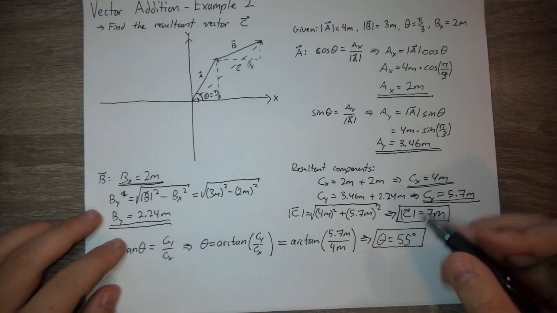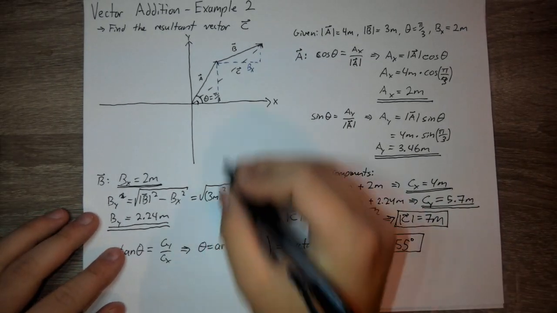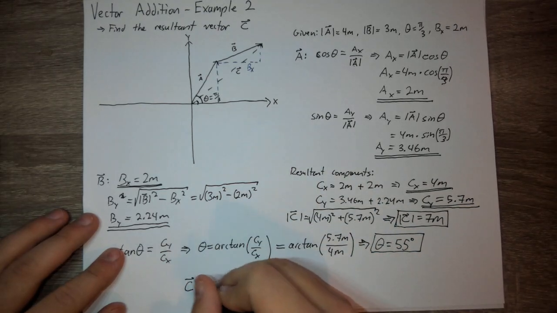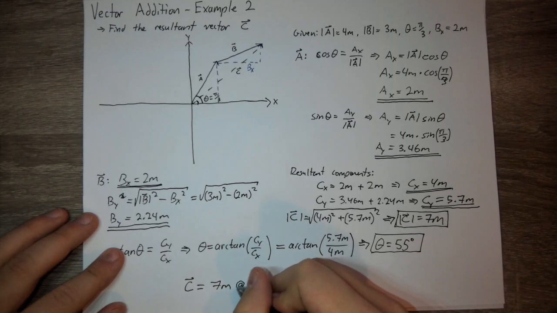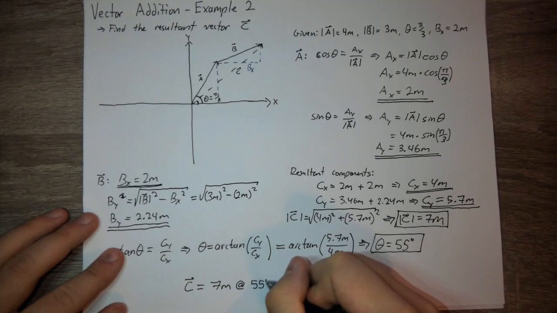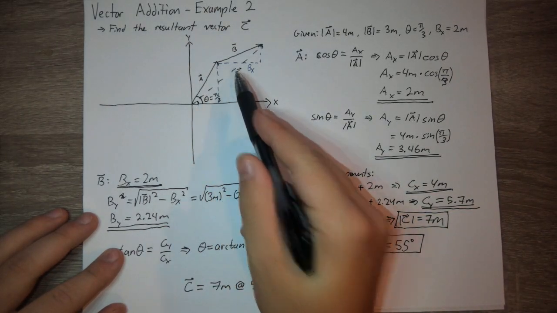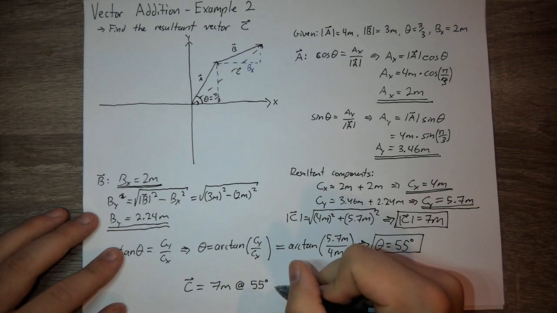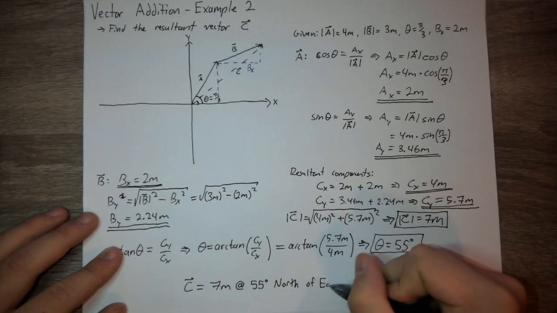And finally, as always, our last step is to write out the vector in its proper form. So C is equal to 7 meters at 55 degrees. Now it's with respect to the x-axis, the angle, in the first quadrant. So it's 55 degrees north of east.